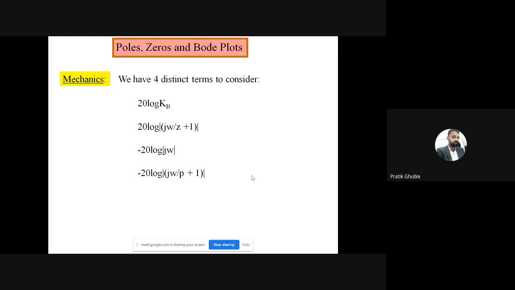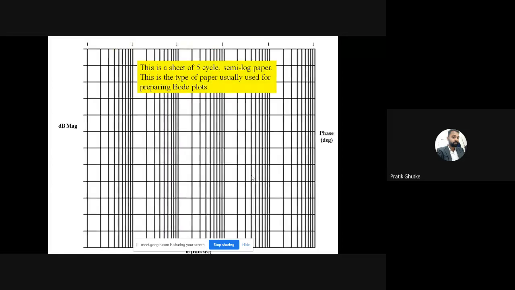But coming to the denominator side, the denominator terms are marked with a minus sign, that is minus 20 log of jω. This was one pole at origin, that is minus 20 log of jω. Again another pole is minus 20 log of |jω/P + 1|.